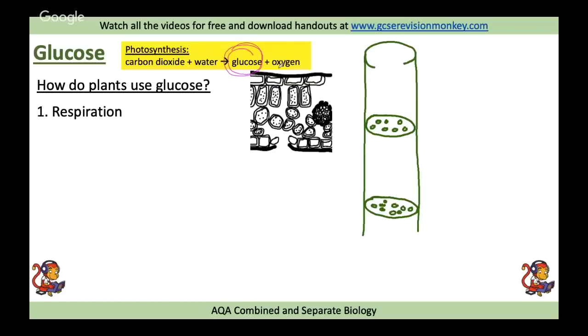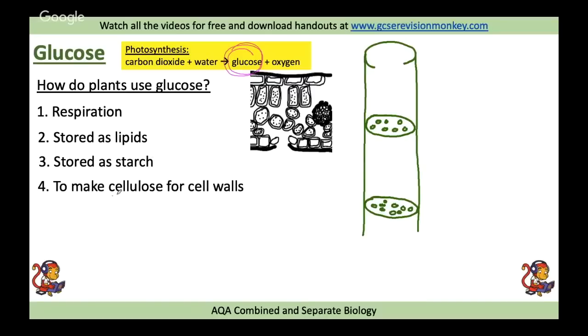For respiration, so the opposite of this is respiration. You could oxidize it straight away with oxygen to release energy. It's stored as lipids, so fats and oils in things like seeds. Stored as starch. For example, a potato is a big starch store. It's used to make cellulose for cell walls and to make amino acids, which make proteins.